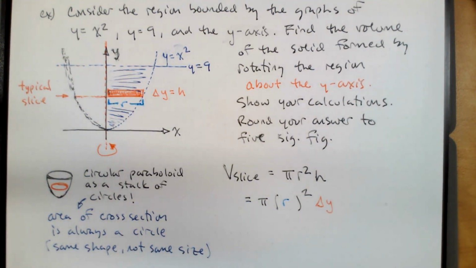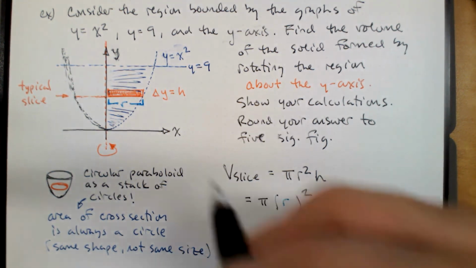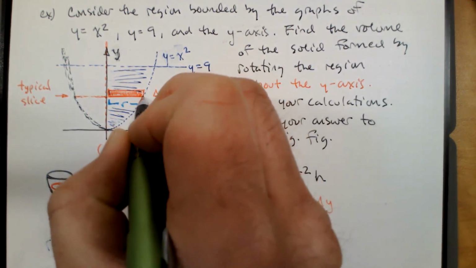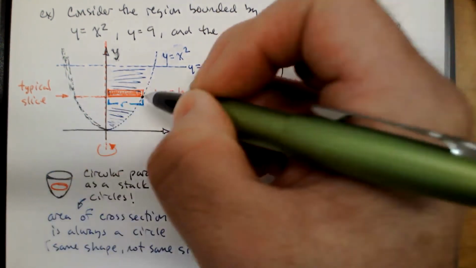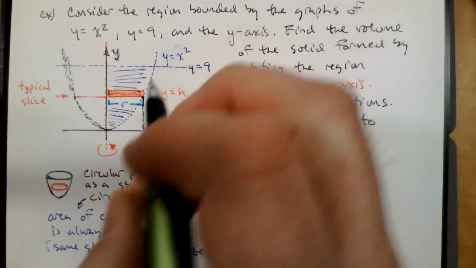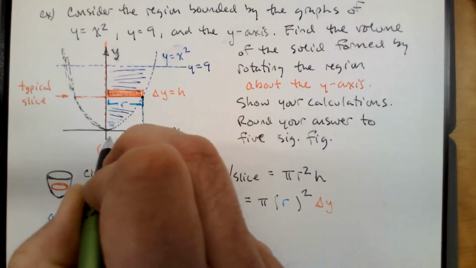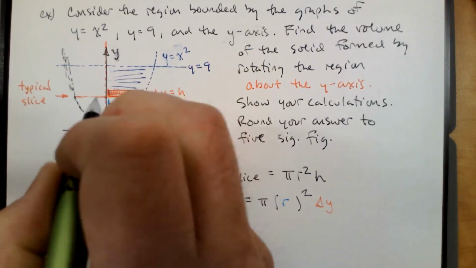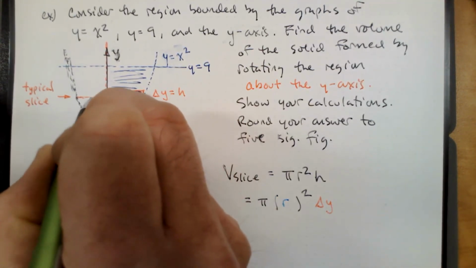Now I can't integrate r dy because r is a function of y. I need to write r in terms of y, which means on my original, I need to go back and identify where x and y are. I've already picked the point. On the point where the slice meets the function, I'm going to label where x is, and I'm going to label where y is.